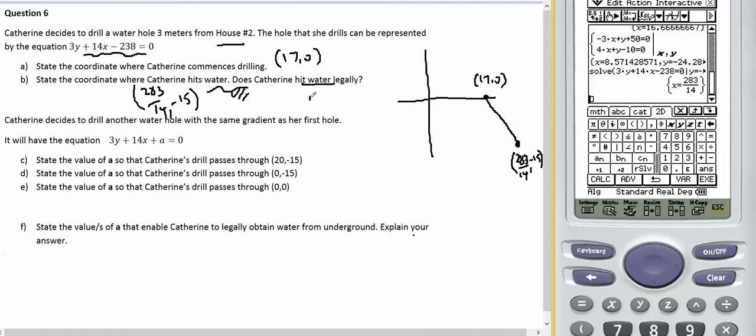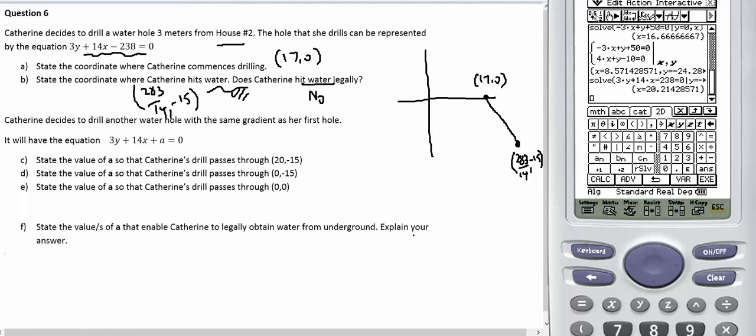Does she hit? No, because at 21 it's 21 centimetres to the right of the boundary. No, 21 centimetres outside.